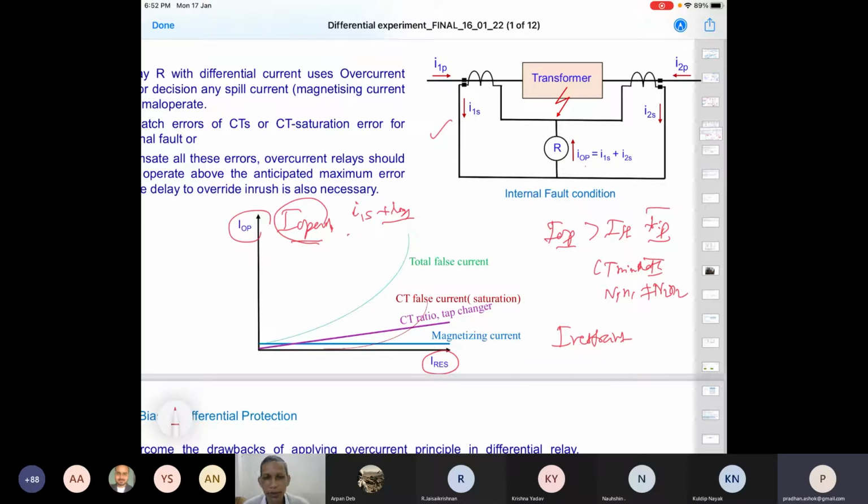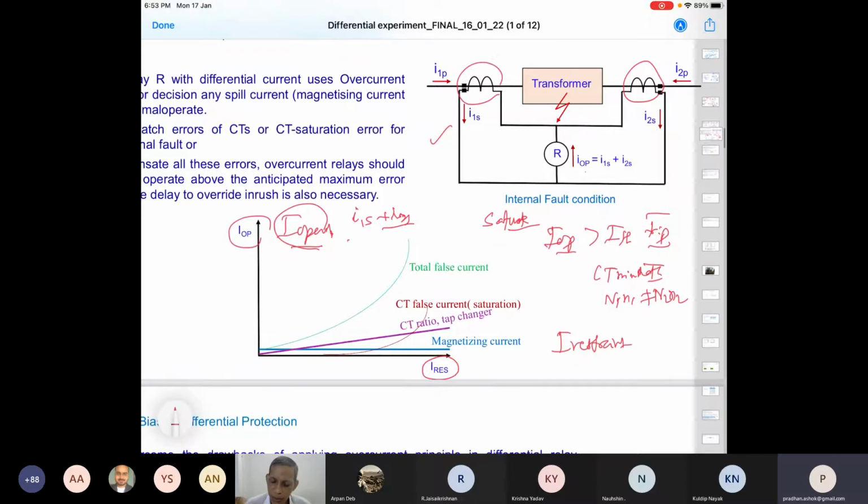Now that is not the only thing. You know, a CT has a magnetic core, so it will saturate. But this side CT is not the same as this side CT, so saturation of one and saturation of the other are independent. One may saturate and the other may not; both may saturate. Let us assume that one saturates.